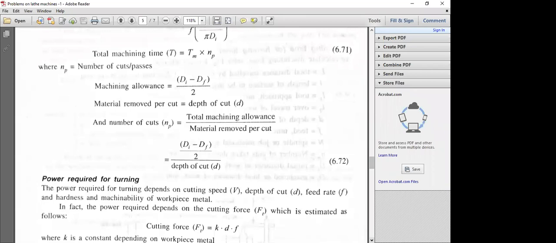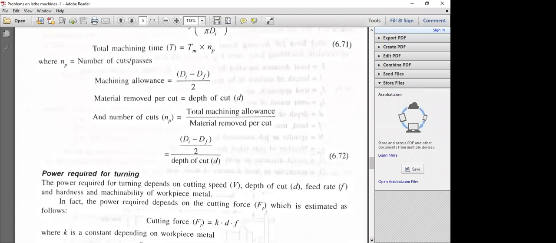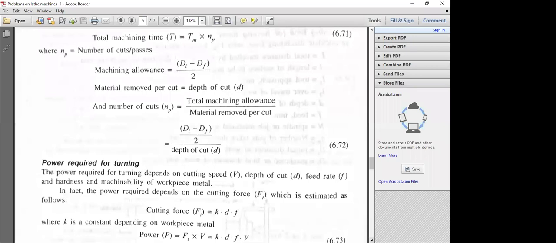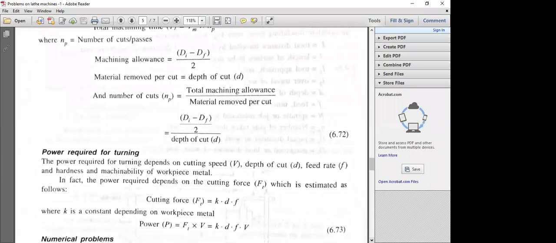So what is the power required in turning? Power required in turning also we have discussed in unit 1. It depends upon the cutting speed V, depth of cut d, feed rate F, and it also depends on the hardness and machinability of the metal. The higher the hardness of the workpiece metal, the more power is required at the spindle. Power required depends upon the cutting force, Ft.